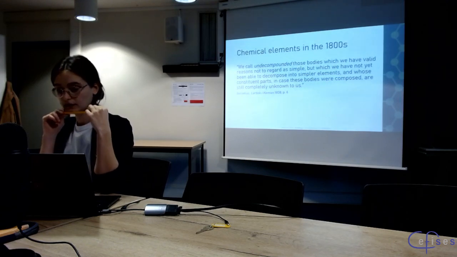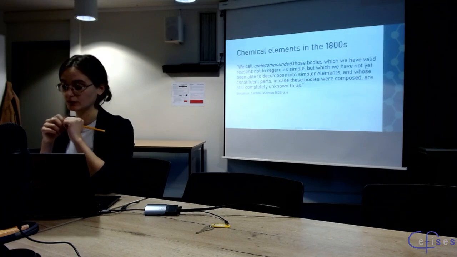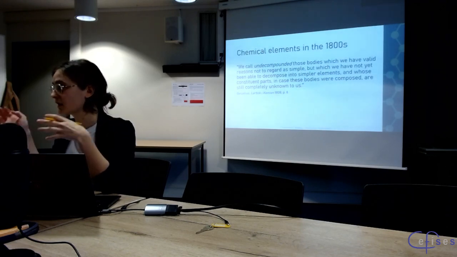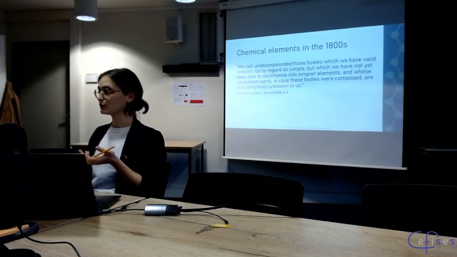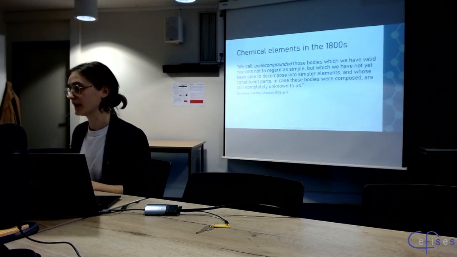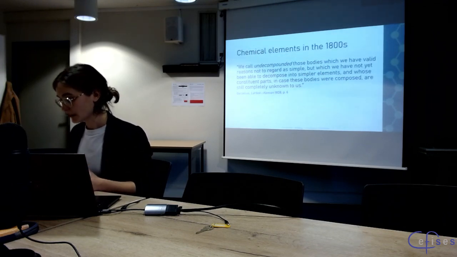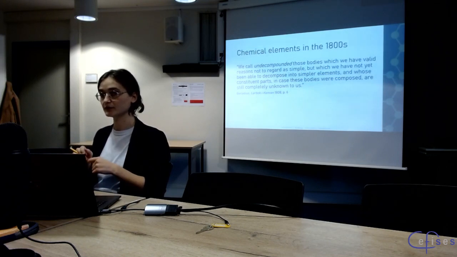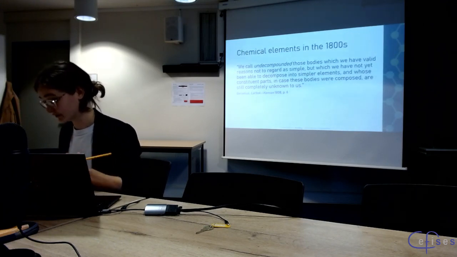So he said we call undecompounded those bodies which we have valid reasons not to regard as simple, but which we have not yet been able to decompose into simpler elements, and whose constituent parts, in case these bodies were composed, are still completely unknown to us. So these are the substances that are actually indecomposable and yet still are not seen as chemical elements. So chemists were completely aware that there might be multiple reasons why a substance cannot be decomposed, and very often it might just be due to the fact that the means of decomposition are not strong enough. In Berzelius' case, it's quite explicit, listed at the beginning of his textbook, but many other chemists were also dealing with this idea of undecompounded bodies, bodies that were indecomposable, but for different reasons.